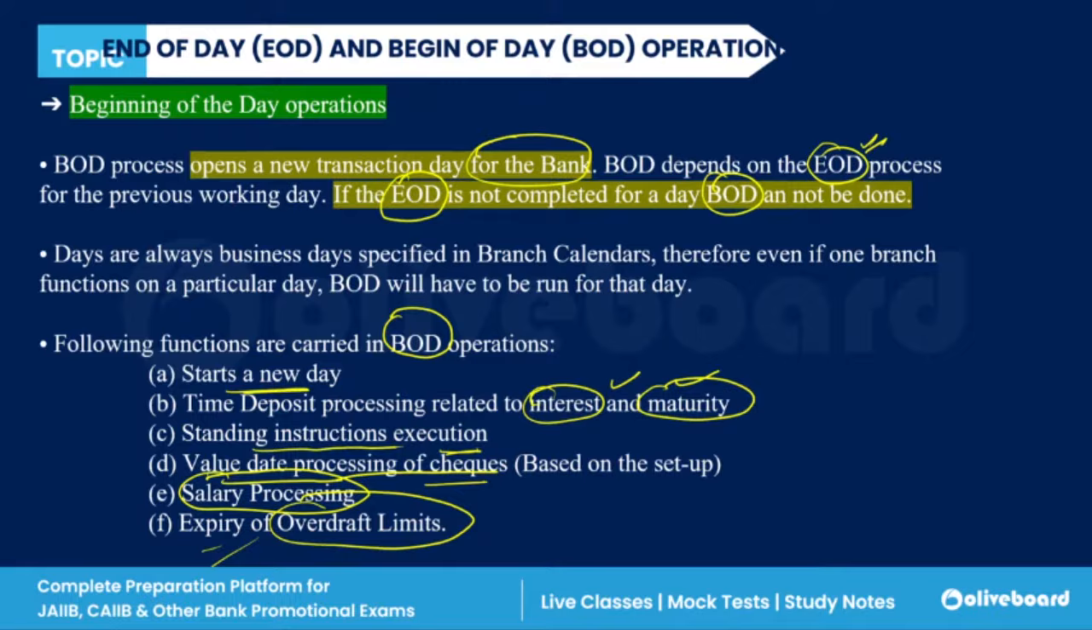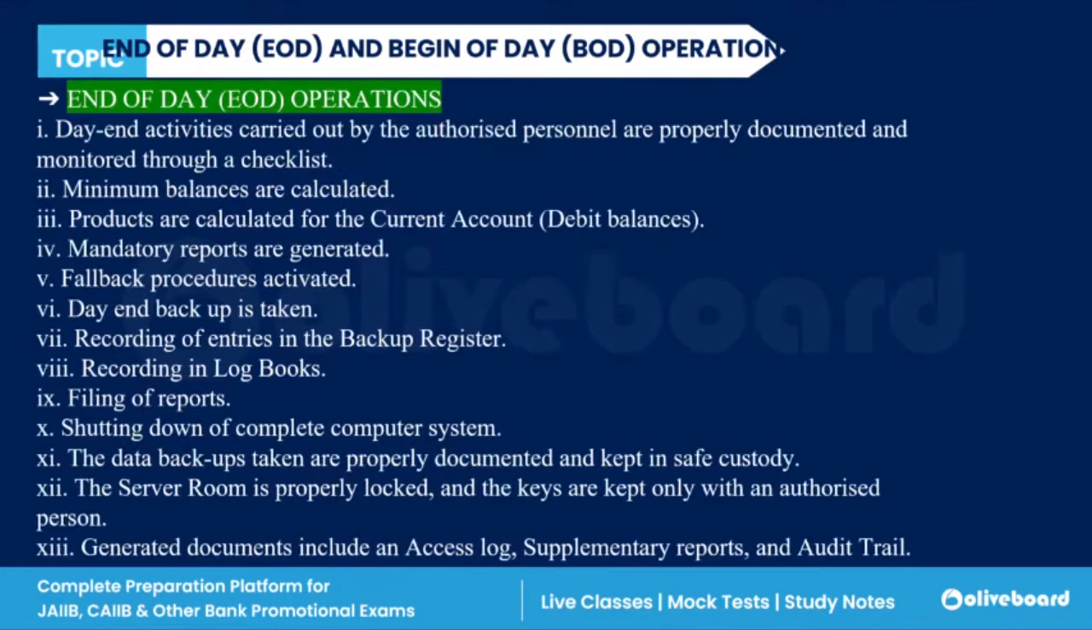You have to see whether there is a time deposit, and if there is any matter related to the interest and deposit of the time deposit, you have to carry out the standing instruction. You have to validate processing of the checks. Then there is salary processing. Then you have to see the overdraft limit, and if there is any expiry of the overdraft limit, you have to see that also. Clear?